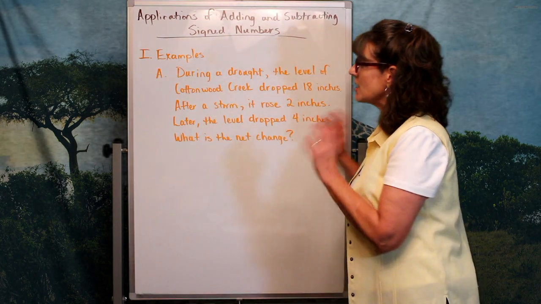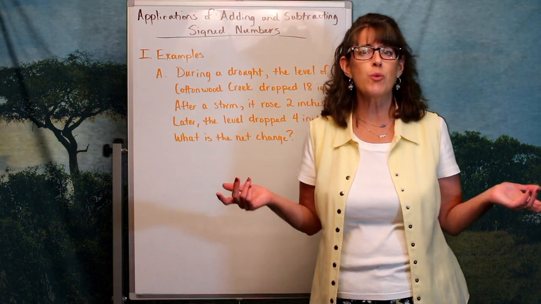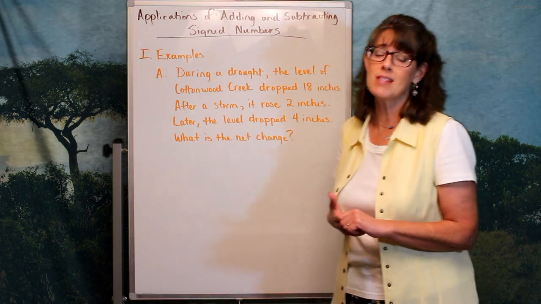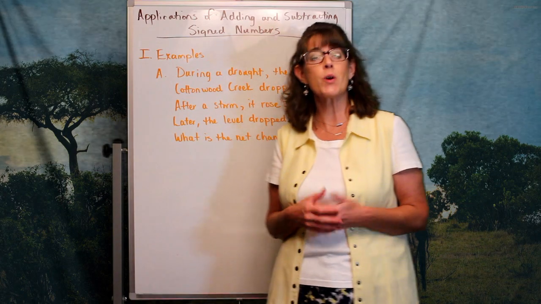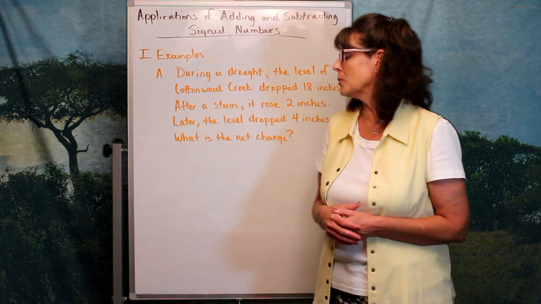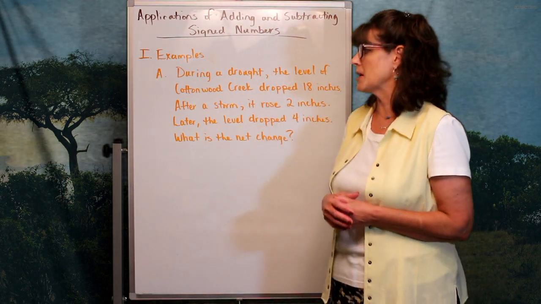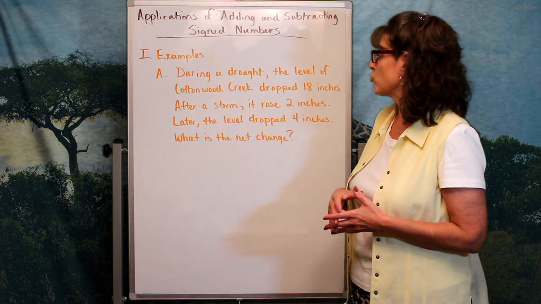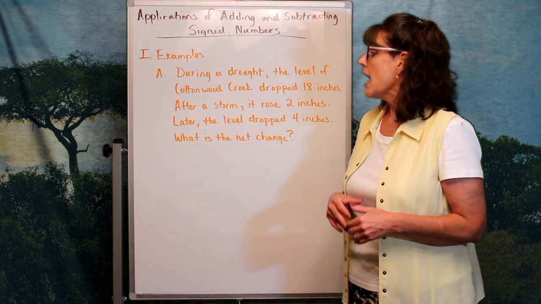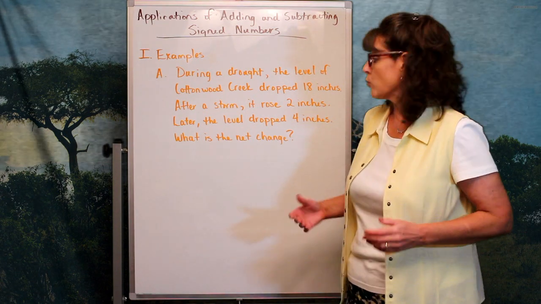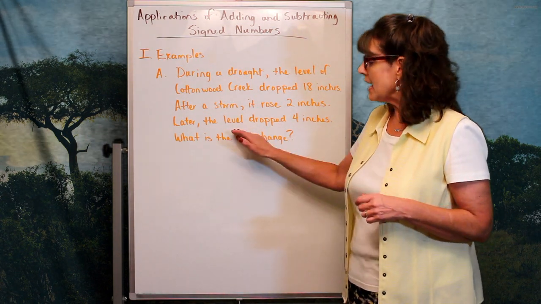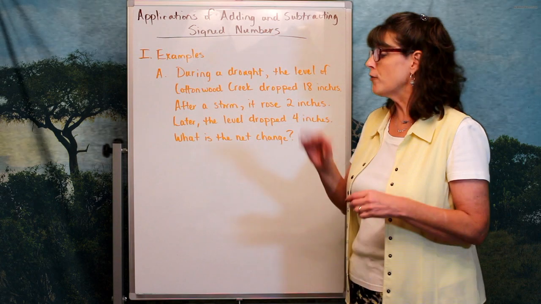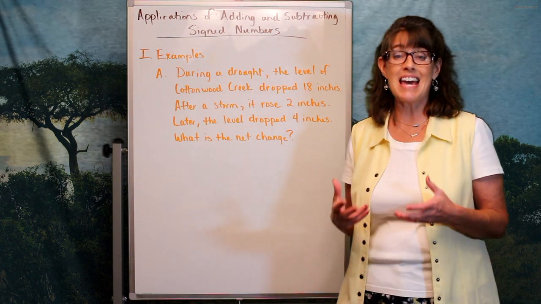But now what we're going to do is take a look, why are we learning all this stuff? What difference does it make? I've got two examples of real world situations where something like this would be applicable. So take a look at the first example. It says, during a drought, the level of Cottonwood Creek dropped 18 inches. Then there was a storm and it rose 2 inches. Later, the level of the creek dropped 4 inches. We want to know, what is that net change?